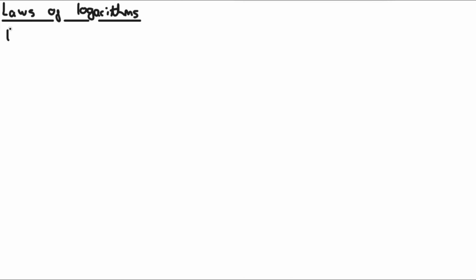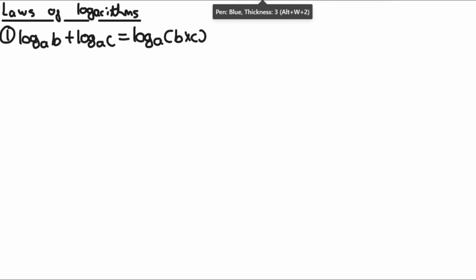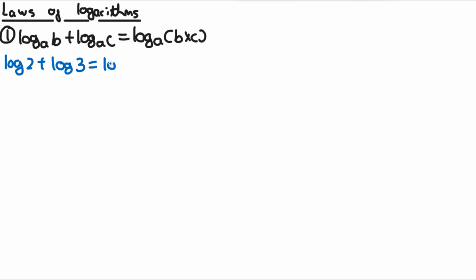So the first law is that the log base a of b plus the log base a of c is equal to the log base a of b times c. So for example, for all the examples, by the way, I'm either going to use log base 10 or the natural log, as they're the most common logarithms that come up, but it could be any base. For example, log of 2 plus the log of 3 is equal to the log of 2 times 3, which is equal to the log of 6.